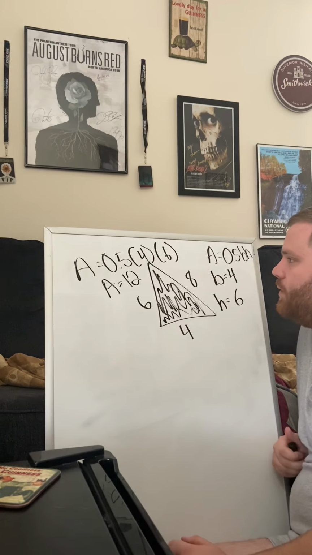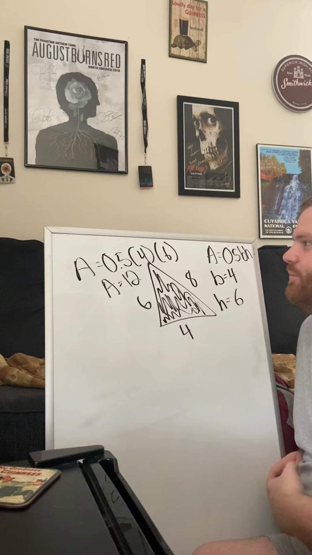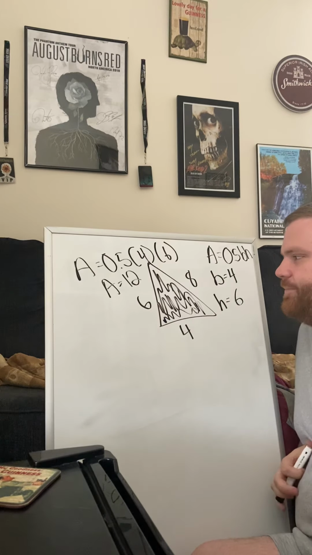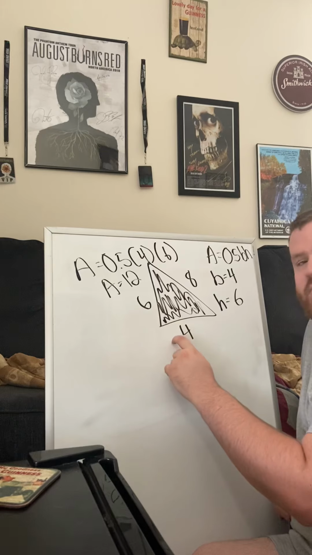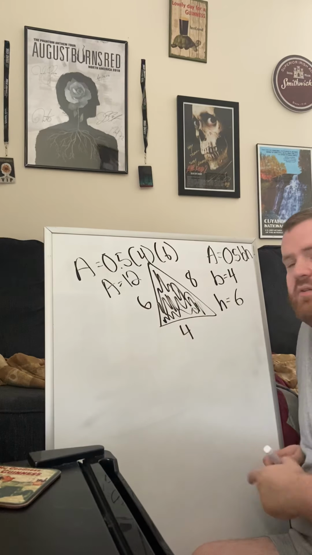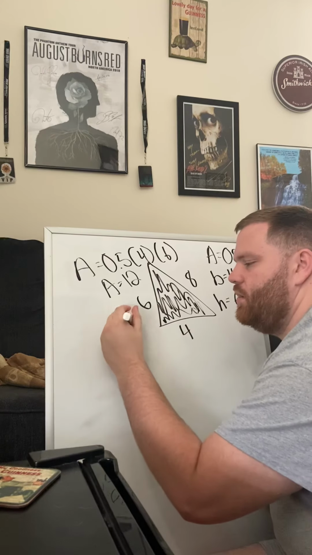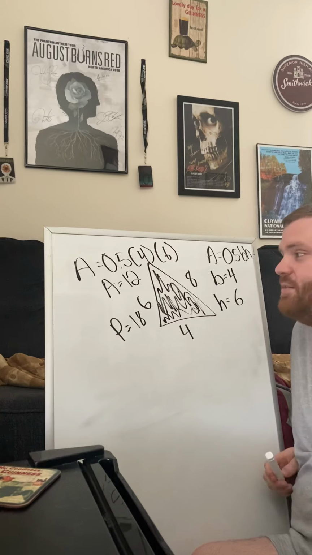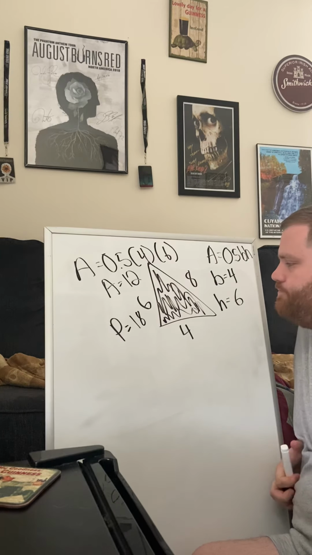Okay? So let's try another example with also perimeter, all right? Remember, perimeter is the outside of a two-dimensional figure. So to find that out, I just have to add up all three of these sides. 6 plus 4 is 10. 10 plus 8 is 18. So my perimeter, or my P, would be 18. Perimeter is just adding up all sides of a two-dimensional figure. That's all it is. Okay?